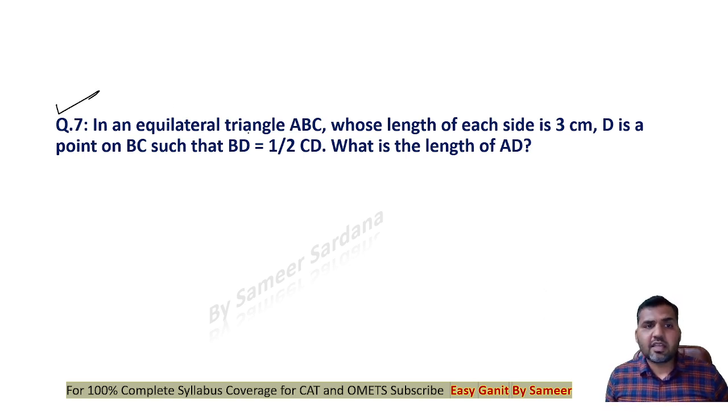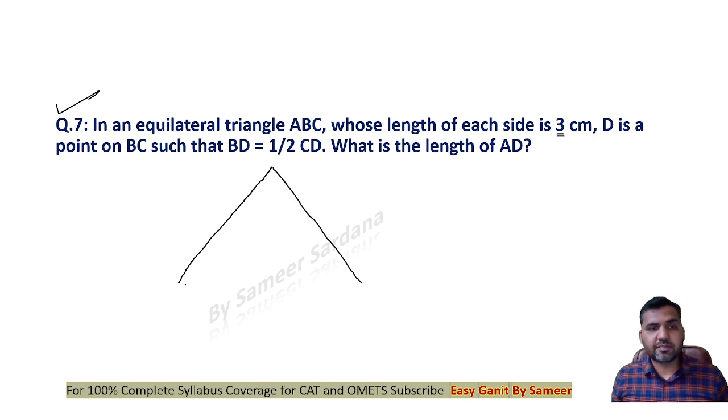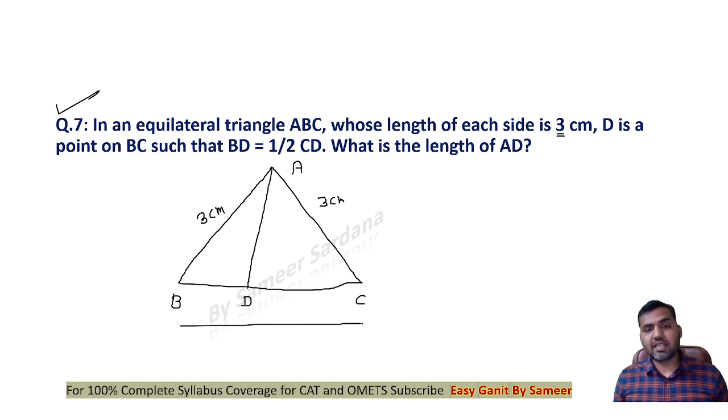It says that in an equilateral triangle ABC whose length of each side is 3 centimeter, D is a point on BC such that BD is half of CD. So guys, the point here that you need to note down is triangle ABC is an equilateral triangle, right? This is ABC whose length of each side is 3 centimeter, right? D is a point on BC such that BD is half of CD. I am supposed to take a point D in such a way that the length of BD is half of CD. We know that the whole length BC is 3.